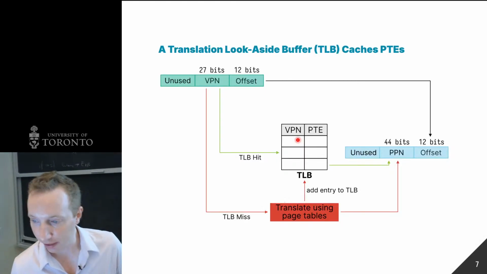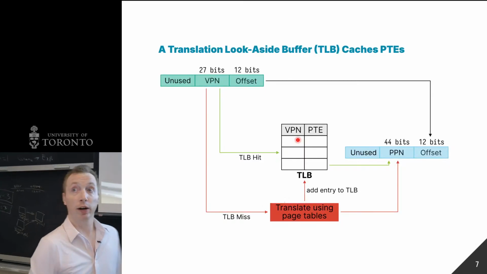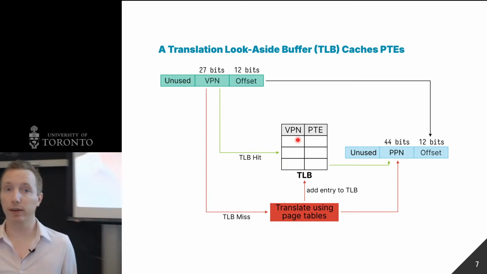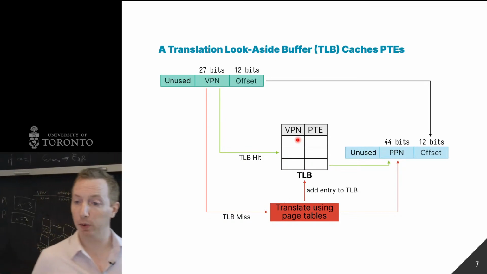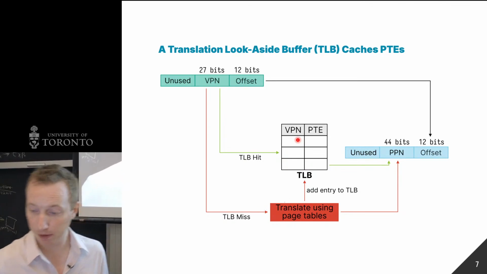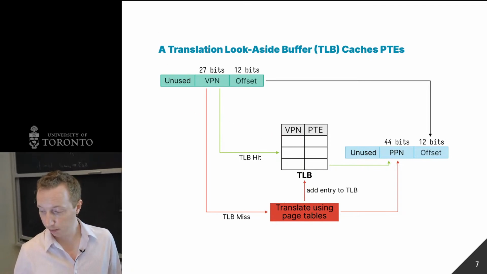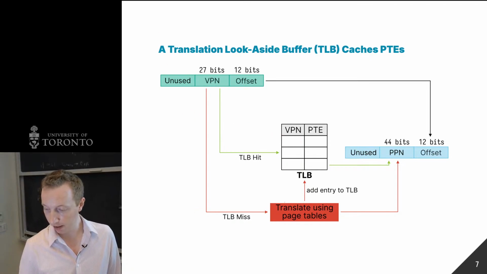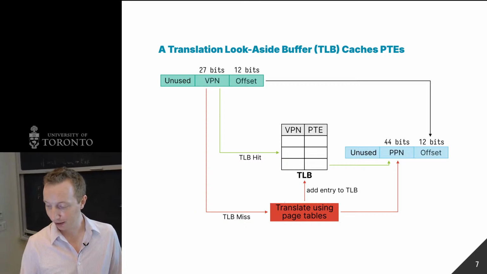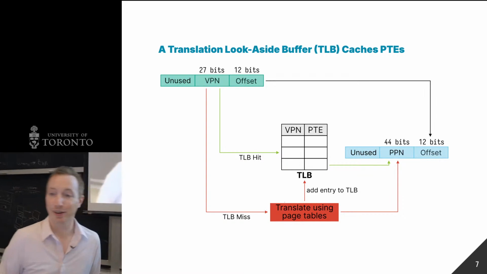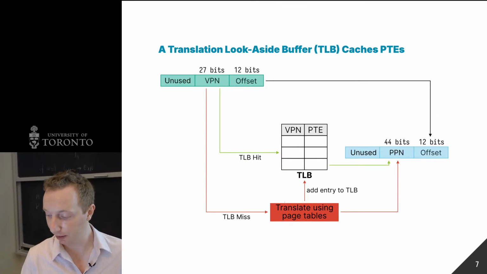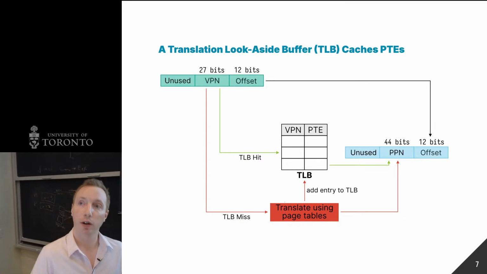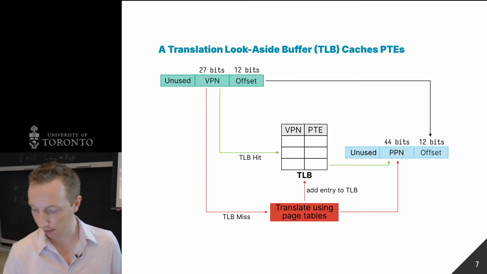So the cache for translating virtual addresses is something called the TLB, or the translation look-aside buffer. This is one of the terms you will definitely have to commit to memory, because you can't pass this course without knowing what a TLB is. So TLB, what it is, it's basically just a cache for looking up the VPN translations.